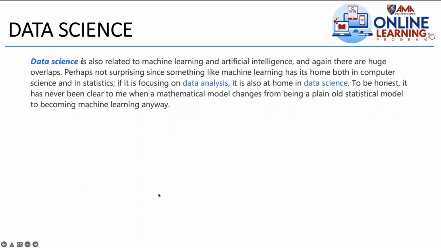Data science is also related to machine learning, as we mentioned already, and artificial intelligence. In fact, these two are related. Artificial intelligence is more general than machine learning. And again, there are huge overlaps, perhaps not surprising since something like machine learning has its home both in computer science and statistics. It's focusing on data analysis again, no? Even though related to this, they are related because we're focusing again on the analysis of data. It's also the same in data science.